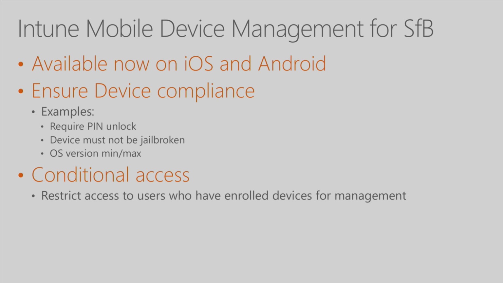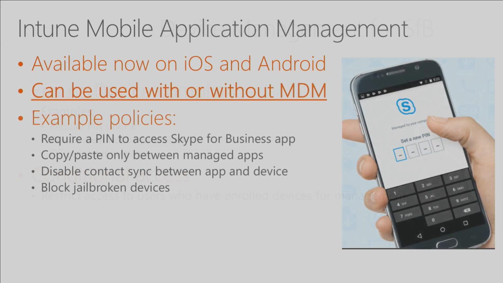As we saw in the examples, you can require PIN lock. You can have conditional access policies to prevent jailbroken devices. You can have OS version in policy as well, which is, hey, I want only iOS 8.8 or later to be able to access Skype for Business. So that's an example we looked at recently.